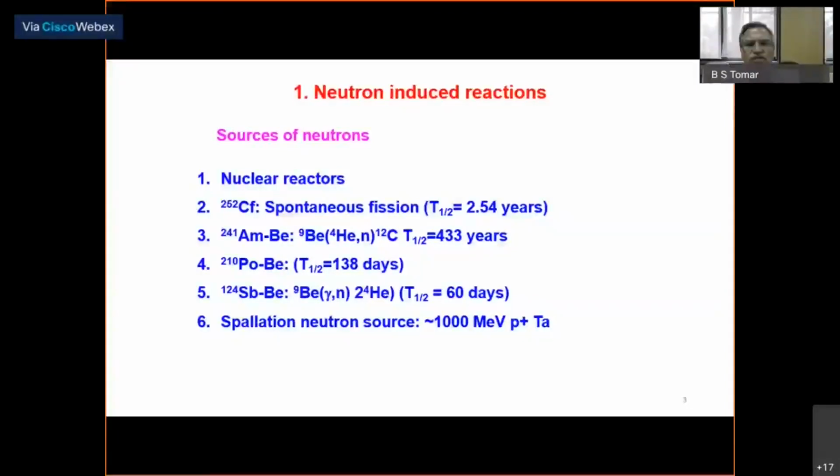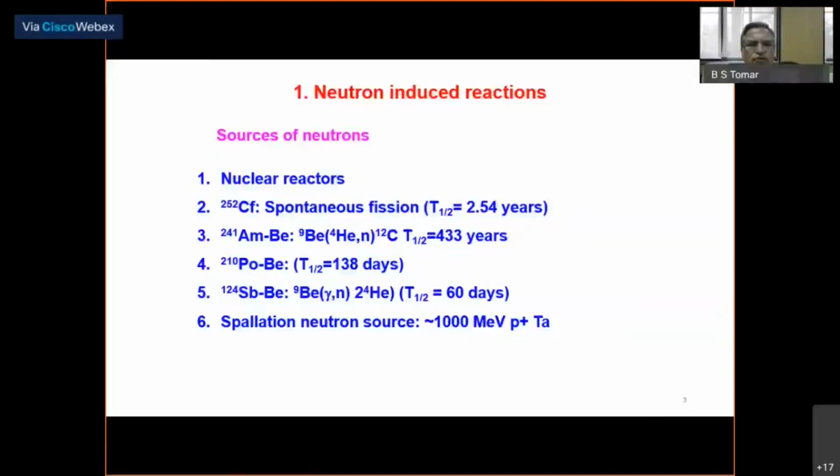So you can see, you can have a mini reactor if you have 1 milligram of californium-252. Some of the universities in the early 70s had, in fact, these californium sources wherever research on neutron induced reactions was going on.